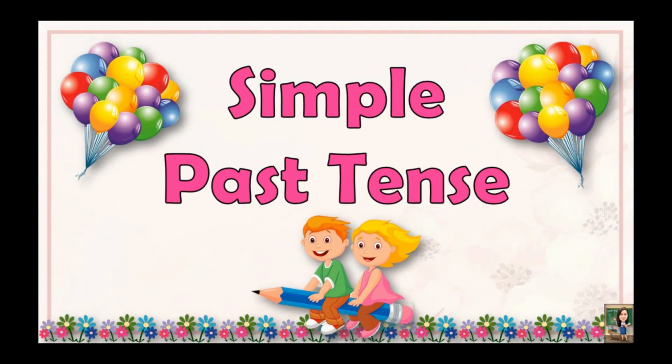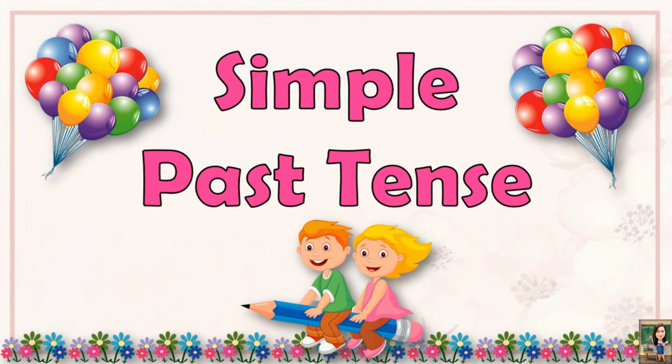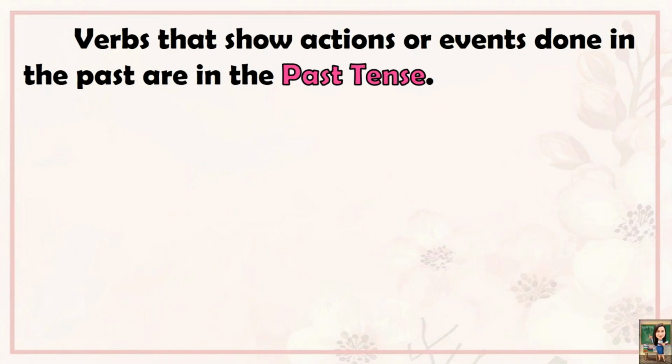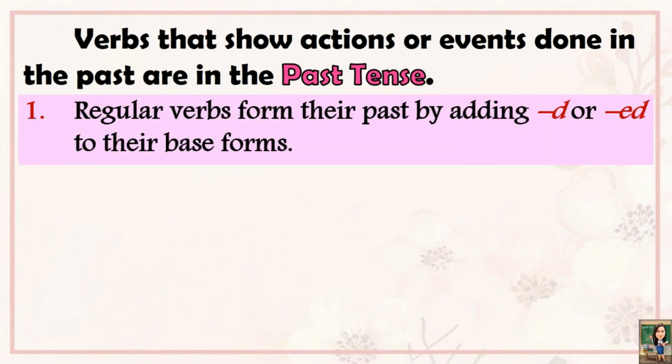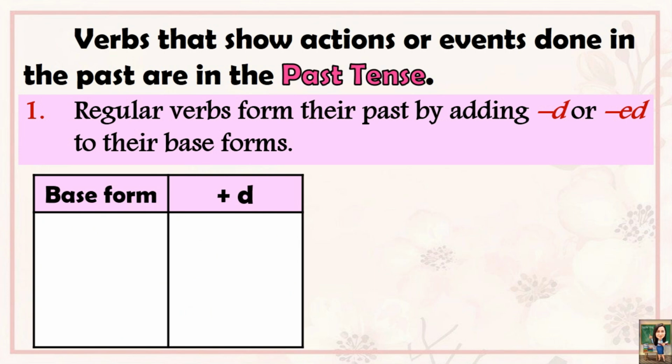Now, let's study simple past tense. What is simple past tense? Verbs that show actions or events done in the past are in the past tense. In past tense, regular verbs form their past by adding D or ED to their base forms. Let's study the chart below. Let us see the verbs or the base forms.